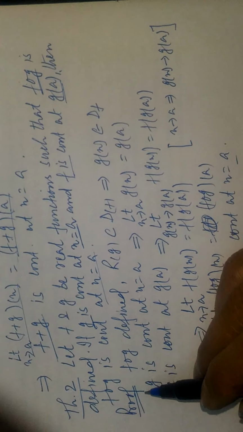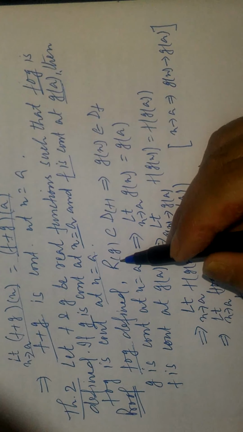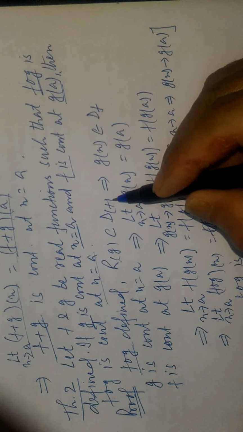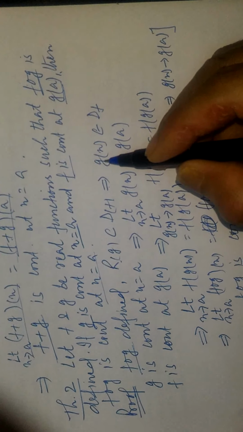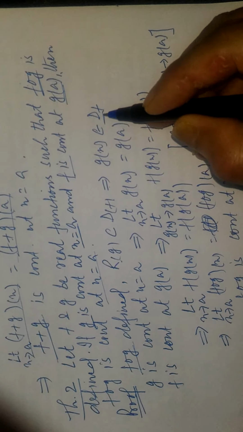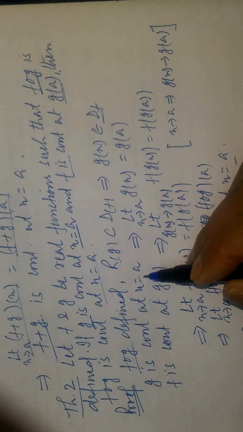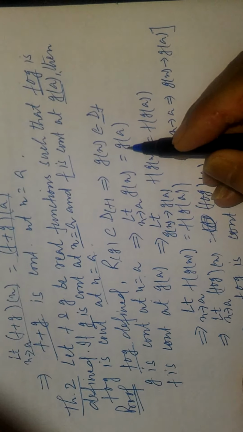Now we'll see the proof. f of g is defined. It tells you that the range of g is a subset of the domain of f. It implies that g of x all belongs to the domain of f. Now g is continuous at x is equal to a, so we can write limit x tends to a, g of x is equal to g of a.